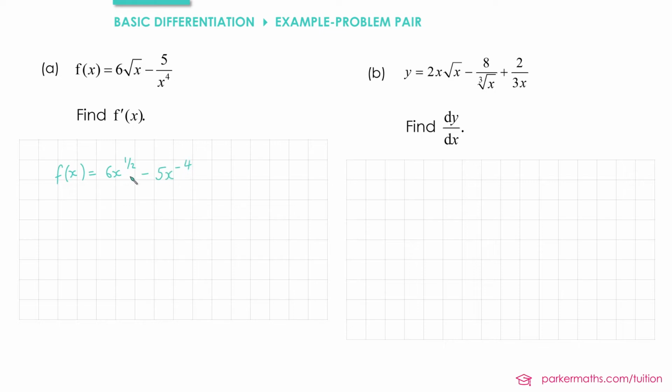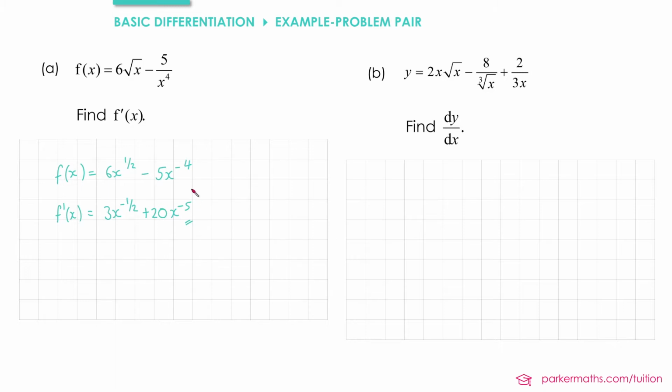Now that we have each term in the form x to the power of something, we can differentiate using the standard rules. So we're finding f dash of x. For the first term, we multiply by the power. 6 times 1/2 is 3. And then subtracting 1 from the power gives us x to the negative 1/2. For the second term, it's negative to start off with, but then I'm timesing by negative 4, which means I get positive 20. Subtracting 1 from the power gives x to the negative 5.